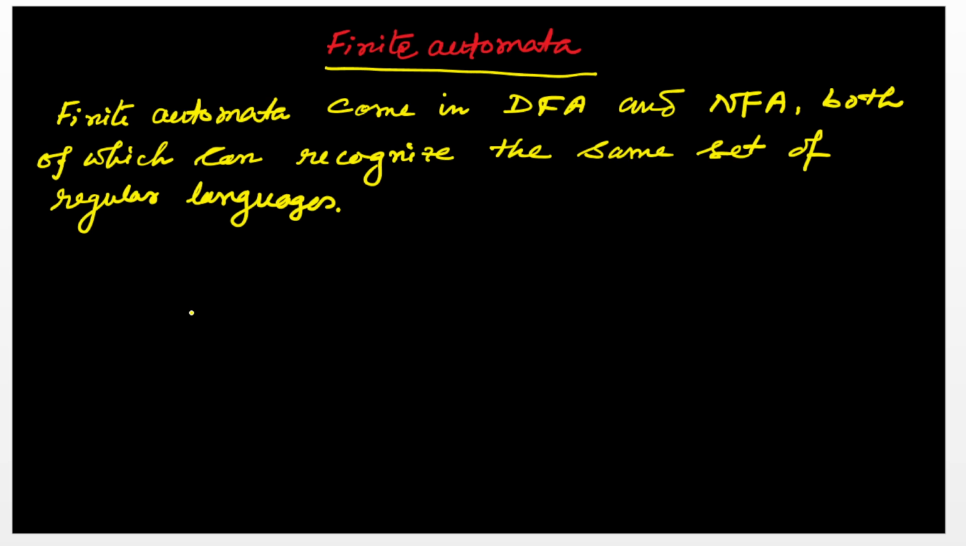and it comes in two forms, either deterministic finite automata or non-deterministic finite automata. Now first we'll discuss the deterministic finite automata, its notation, its terminology. Then we'll discuss the non-deterministic finite automata. So now first, deterministic finite automata or DFA.